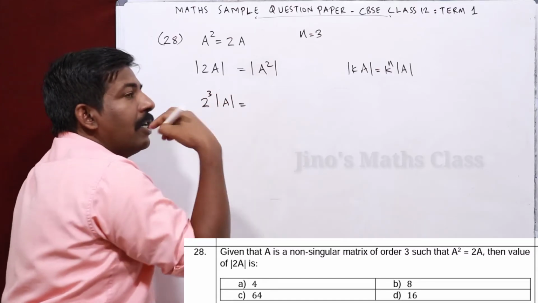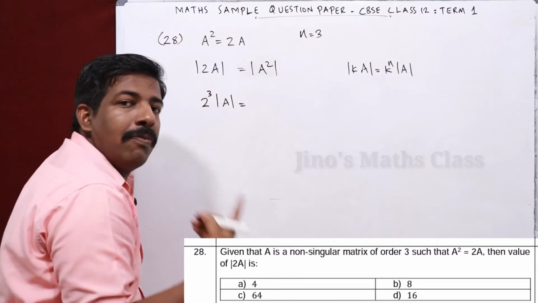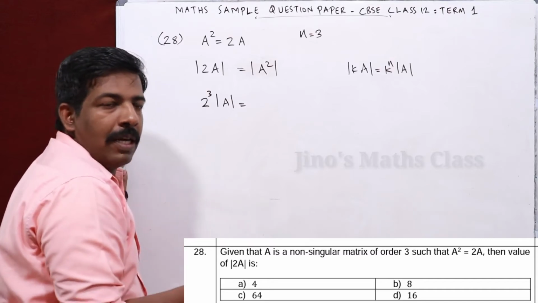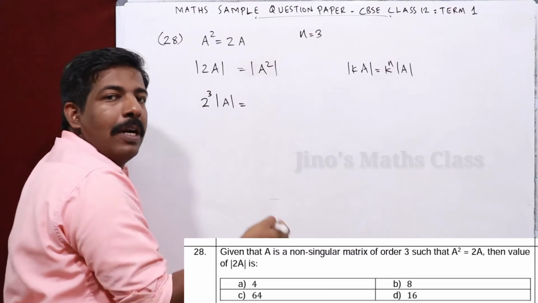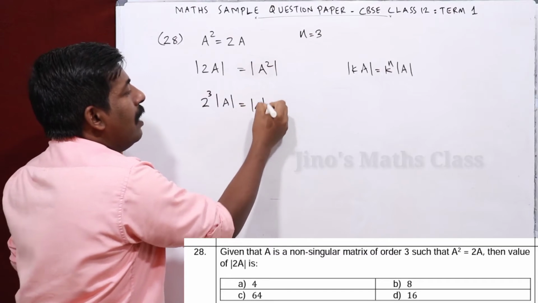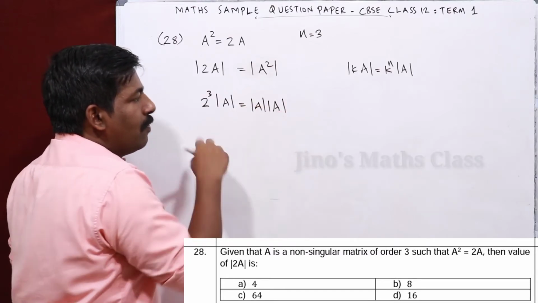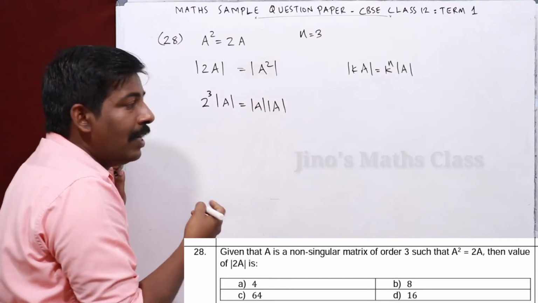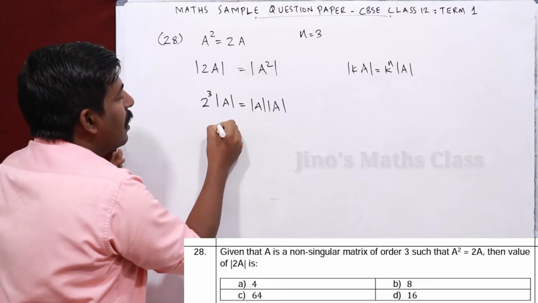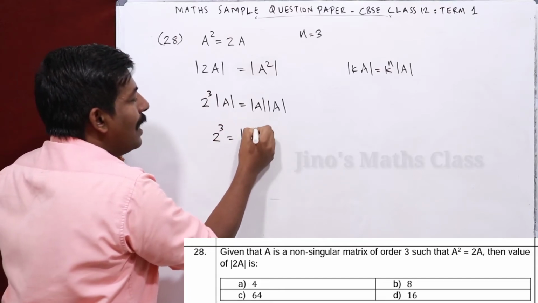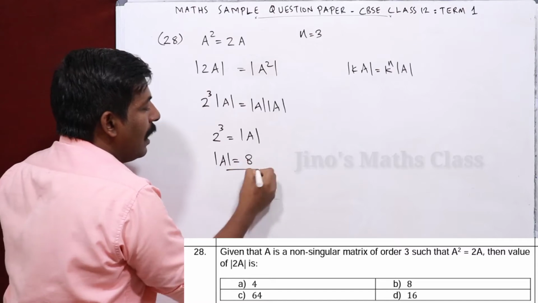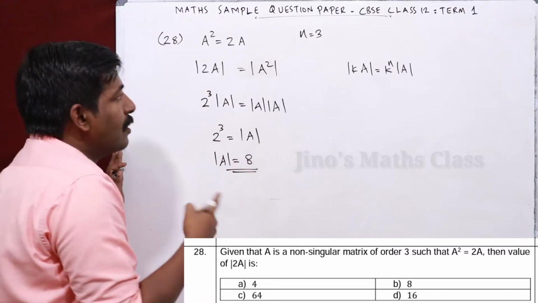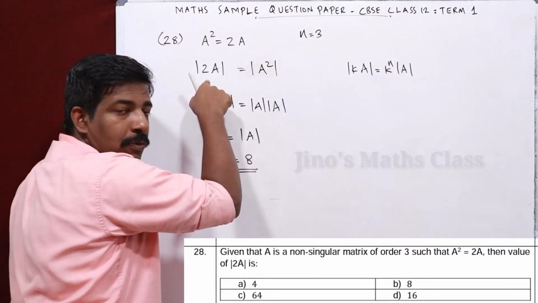right hand side, determinant of AB is determinant of A into determinant of B. Here determinant of A squared means determinant of A into determinant of A. So from both sides we can cancel one determinant of A. That means we will get 2 cube is equal to determinant A, or we can say determinant A is equal to 8.